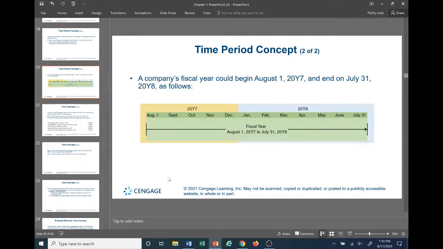This right here is just an example of what I just said, how it could be different. A company's fiscal year could begin on August 1st, 2007 and end on July 31st, 2008, as opposed to starting on January 1 and ending on December 31. So that's all we're talking about here. It's really just by choice.